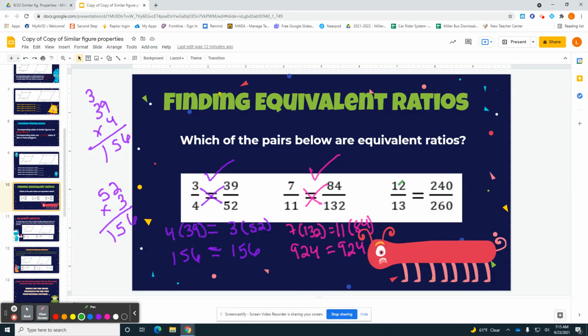So you have 12/13 is equal to 240 of 260. So you're going to find your cross products and multiply. So you're going to have 12 times 260 is equal to 13 times 240. Are those two equivalent? So you're going to multiply those two. If they each give you the same answer like these did, then yes, it is equivalent. If they don't, then it is not equivalent. So go ahead, pause your video, finish working that one out.